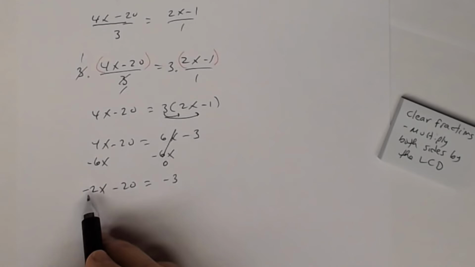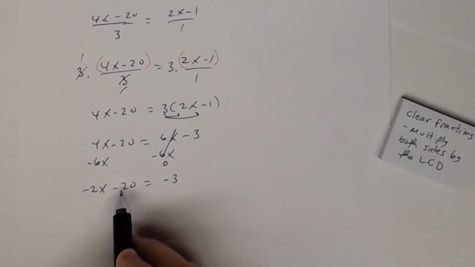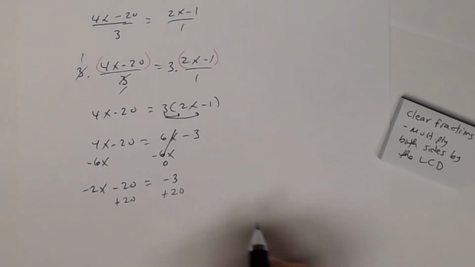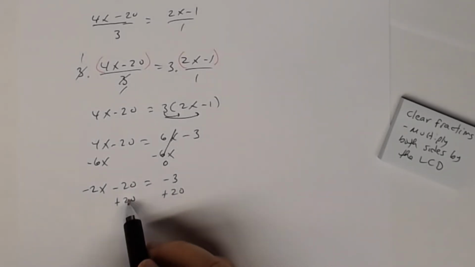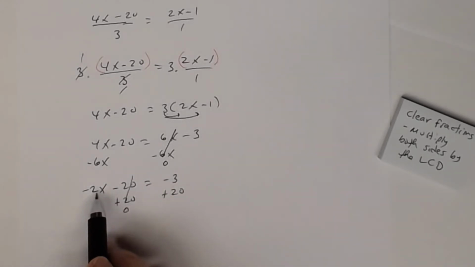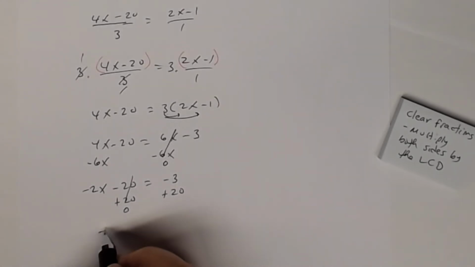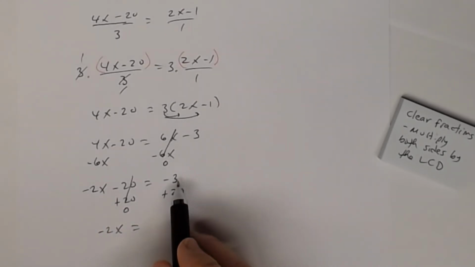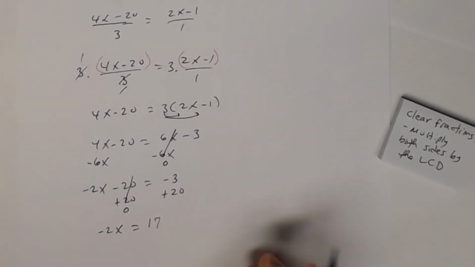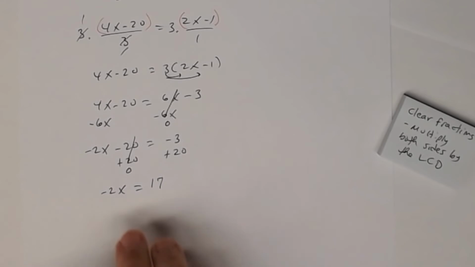All right, so now I have a linear equation. This is the only term with a variable. So I need to bring this constant to the right-hand side. I'm subtracting 20. The opposite of subtracting 20 is to add 20 to both sides. Notice I'm aligning my like terms. When I combine my like terms, these are opposites, that's 0. A negative 2x and 0 is a negative 2x equals a negative 3 and a positive 20 is a positive 17.